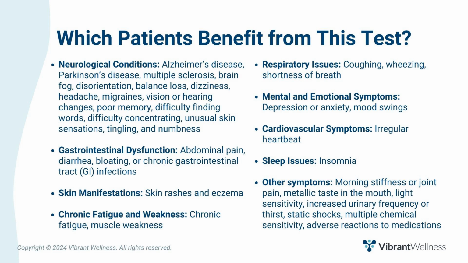So, which patients benefit most from this test? Well, conditions and symptoms which may benefit from toxin genetic testing include neurological conditions like Alzheimer's and Parkinson's disease, gastrointestinal dysfunction like diarrhea, bloating, or chronic gastrointestinal tract infections, skin manifestations like eczema and rashes, chronic fatigue and weakness, respiratory issues like coughing or wheezing, mental and emotional symptoms like depression or anxiety, cardiovascular symptoms like irregular heartbeat, sleep issues, and other symptoms, including morning stiffness or joint pain, metallic taste in the mouth, light sensitivity, multiple chemical sensitivity, and adverse reactions to medications.